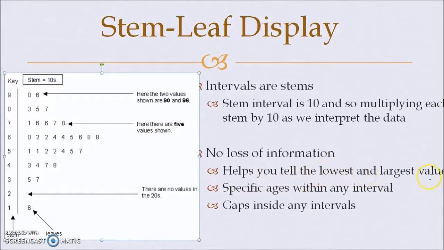It tells me the lowest and the highest value. So I know the lowest is 16 and the highest is 96. It doesn't say the intervals, but it tells me the lowest and the highest. It tells me specific ages within the interval. So 43, 44, 47, 48, because the stem width is 10. It also tells me which one doesn't have any values, gaps inside the intervals. So the stem and leaf display is a very good display.